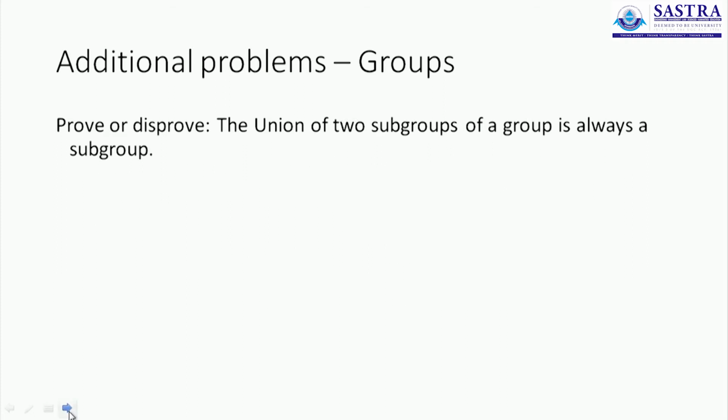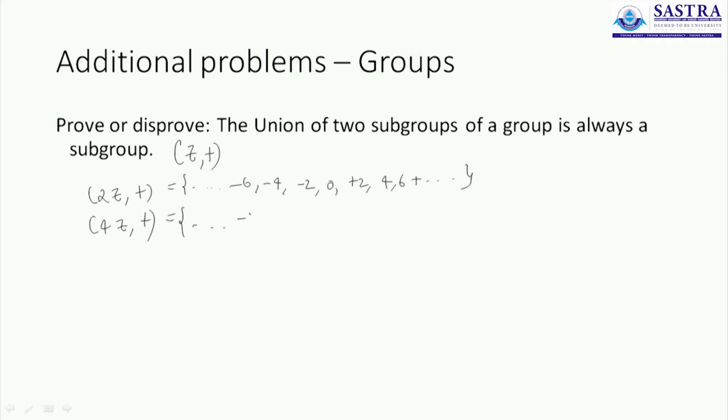Let's have a look at one more example. Let's take the same group Z plus. Let's take the subgroup 2Z plus. This time let me pick up the set of all 4 multiples. Instead of 5 multiples, let's pick the 4 multiples. 2 multiples, all even numbers are put inside a box. So minus 6, minus 4, minus 2, 0, plus 2, plus 4, plus 6, and so on. Let's pick the set of all 4 multiples: minus 8, minus 4, 0, plus 4, plus 8, and so on. Now what if we did the union?